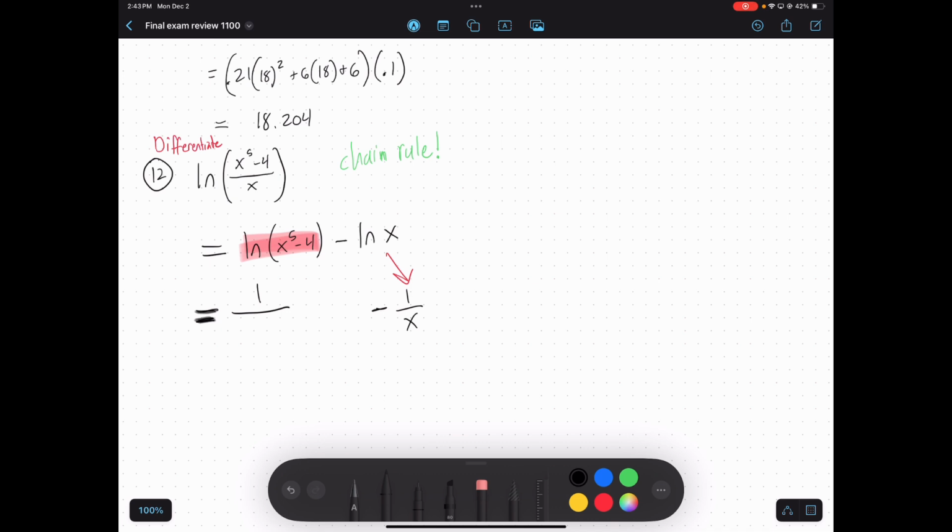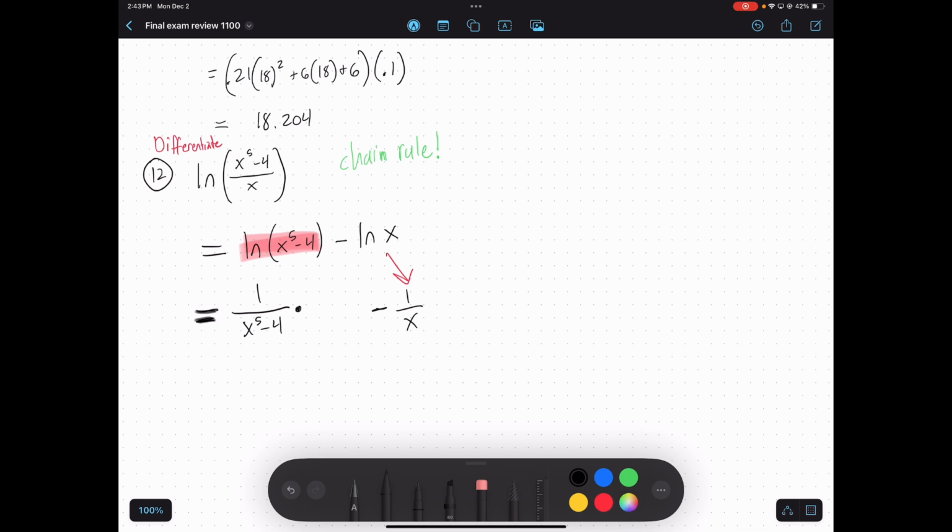But as for this piece, I don't just have natural log of x. I have natural log of this inside function. So what goes into my denominator? The inside function, right. I keep the inside function there. Okay? So since it was natural log of x to the 5th minus 4, my derivative is 1 over whatever's inside that natural log. 1 over x to the 5th minus 4. Everybody okay with that? But now what? Then multiply by the inside.